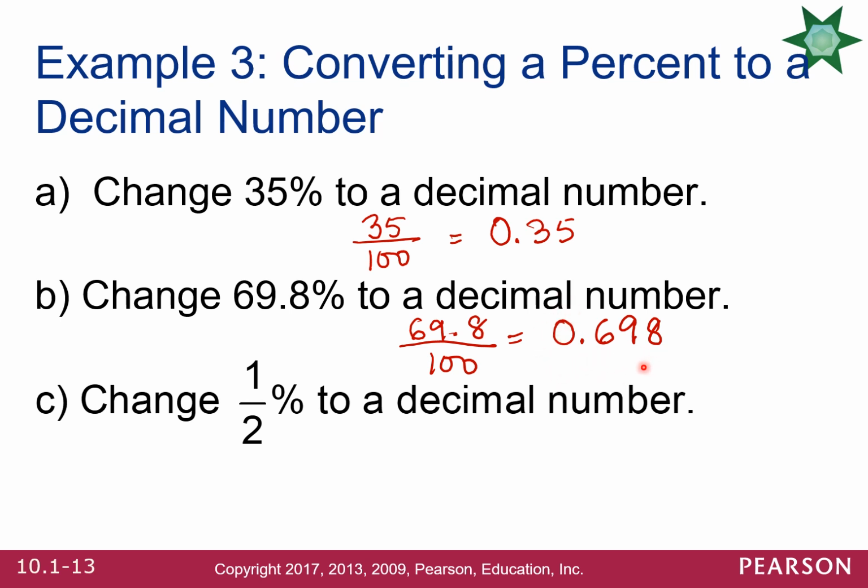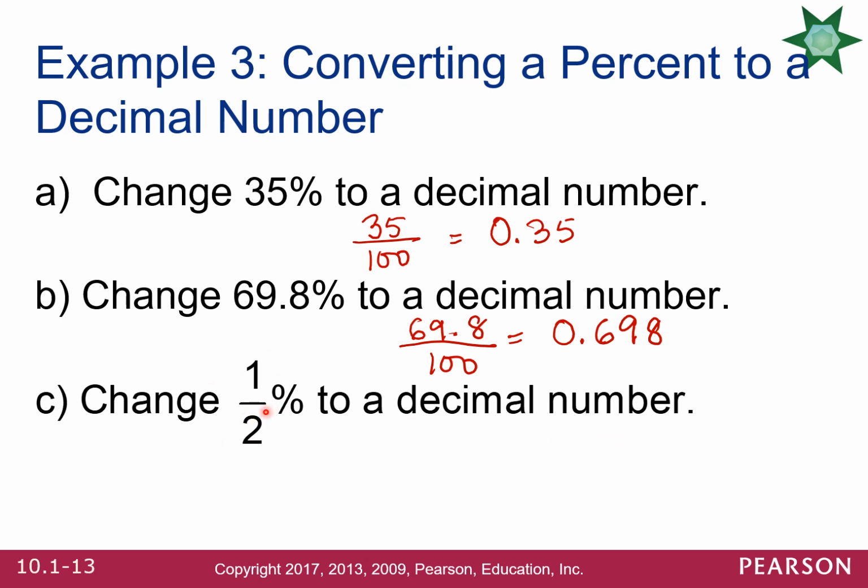All textbooks will always write decimals in this form, 0. When a value starts with a decimal point, they will put a 0 before the decimal point. The next one is change 0.5% to a decimal number.